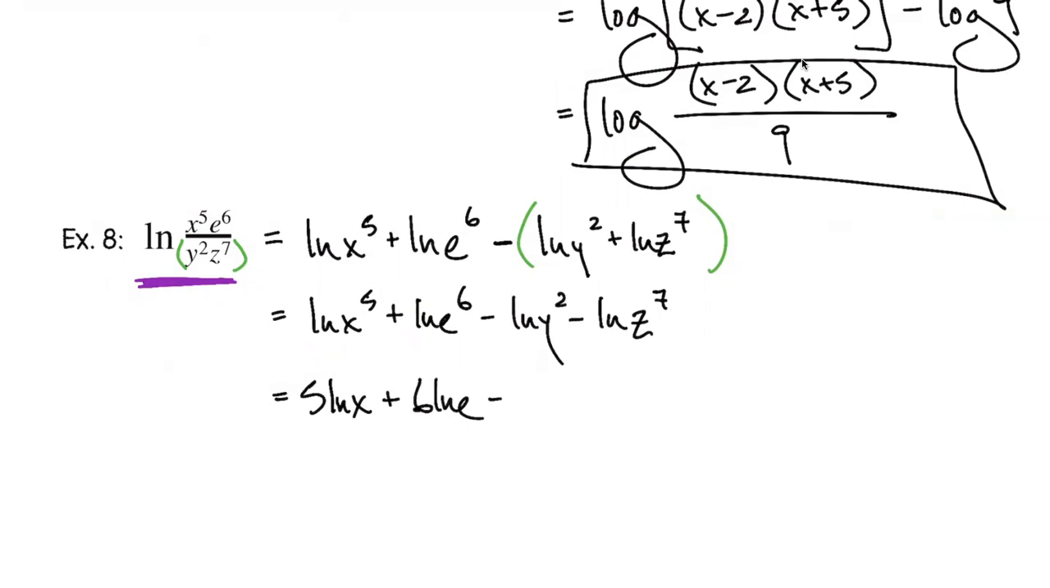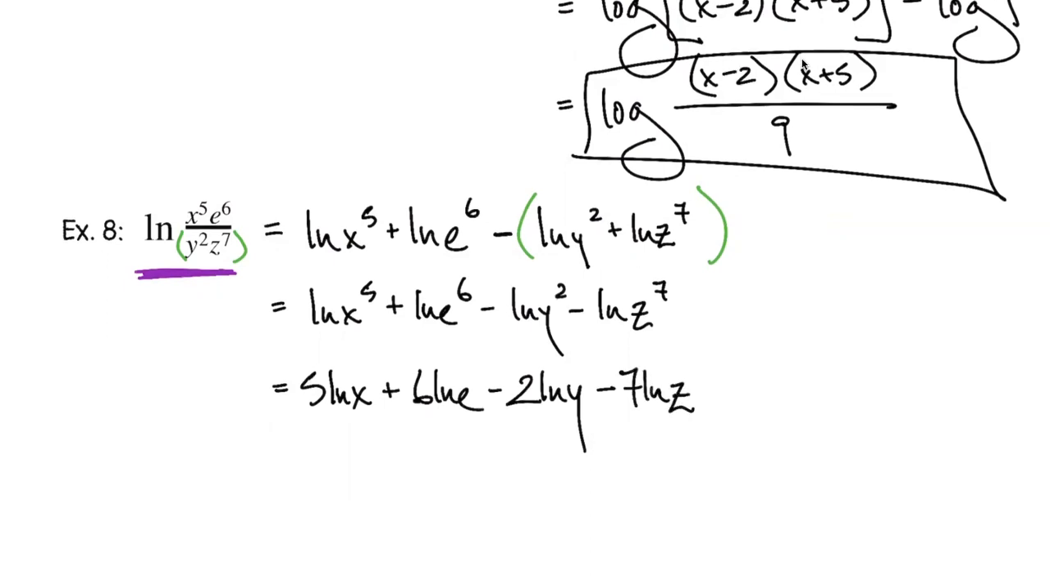Good. 2 natural log y. And what about that last term? Good. 7 natural log z. All right. I would say at this point, we are almost done. There's actually one last thing that we can do to simplify here.